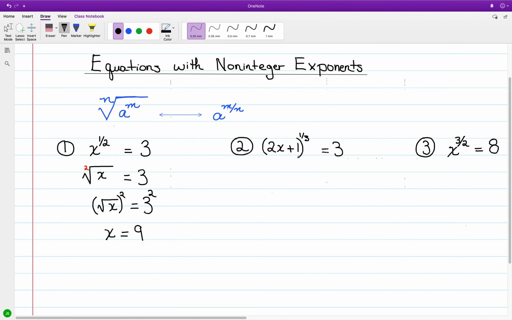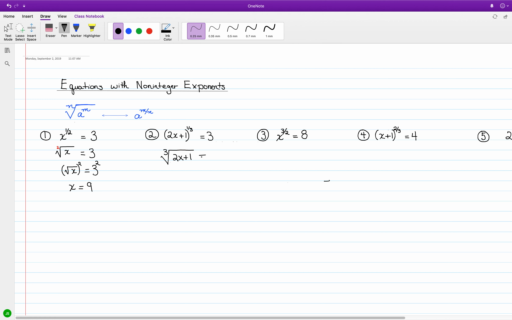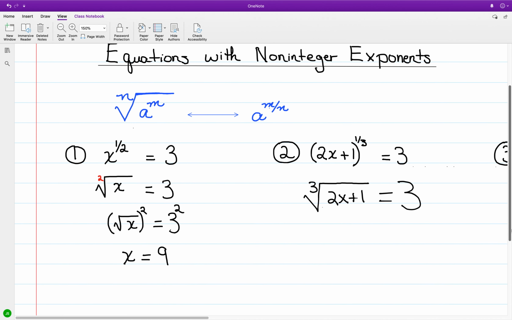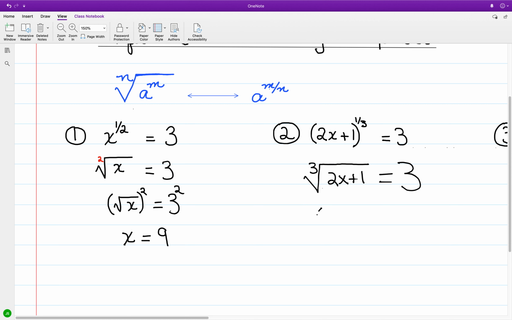For the second case, we have 2x plus 1 quantity raised to the 1/3 degree is equal to 3. And rewriting this expression in terms of a radical, we're going to have the cubic root of 2x plus 1 is equal to 3. And taking what we have now, on both sides so as to eliminate the index number 3, I have the cubic root, and to get rid of cubic roots, I'm going to cube both sides.